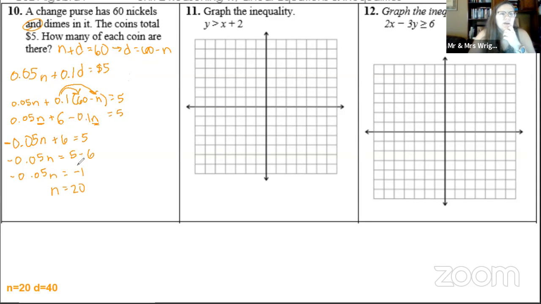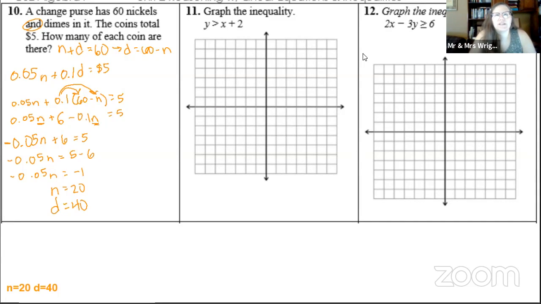Well, how can I figure out how many dimes I have? I know that dimes equal 60 minus N. So I'm just going to put into my calculator 60 minus 20, and I get 40. So I know that I have 40 dimes.